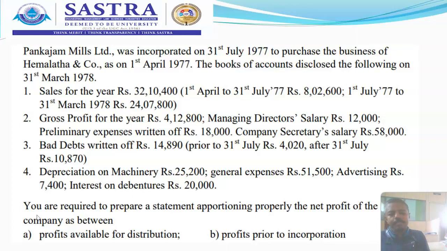With these details which are provided, we are required to prepare a statement apportioning properly the net profit of the company as between before incorporation and after incorporation, which means profit available for distribution of dividend, in the sense calculate the revenue profit. Question B asks for profit prior to incorporation, which means calculate the capital profit. With this brief summary, let me take you to the solution part. How are we expected to solve the sum?